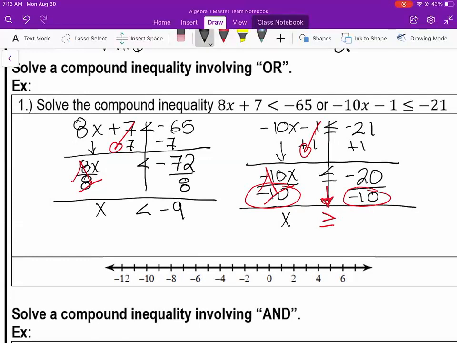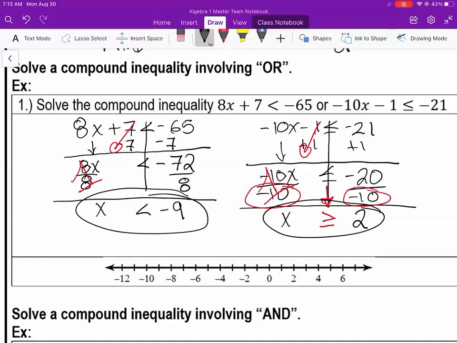All right. Now on the right side, we got negative 20 divided by negative 10, which is 2. So I got my two solutions now. X is less than negative 9 and x is greater than or equal to 2. Let's go ahead and put them into our graph.